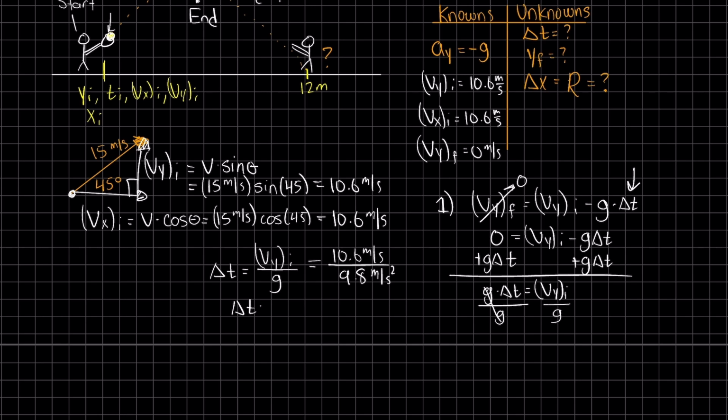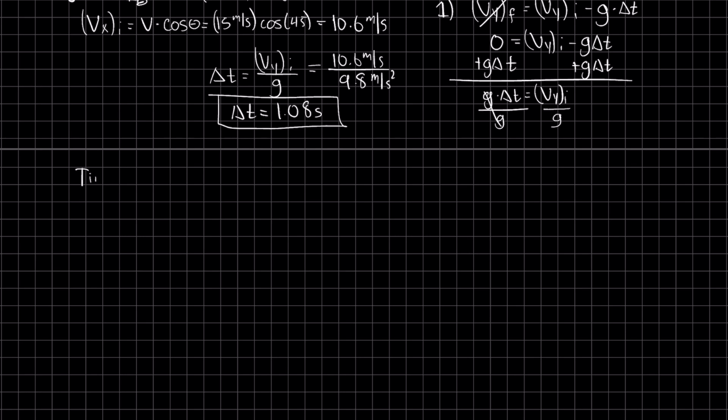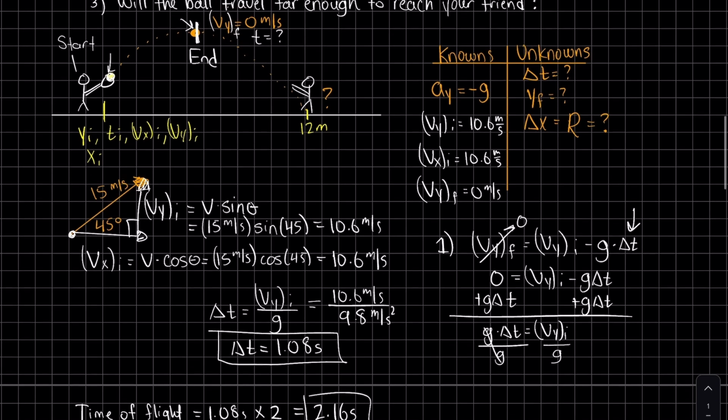This is going to give me a time of flight of about 1.08 seconds. So this represents just to get to the peak. So the total time of flight is going to equal 1.08 seconds times 2 to complete the entire motion, which is going to give us 2.16 seconds. So in my knowns, I can now write that the time of flight is going to be a total of 2.16 seconds. 2.16 seconds represents the amount of time it takes for this projectile to reach its lowest point.